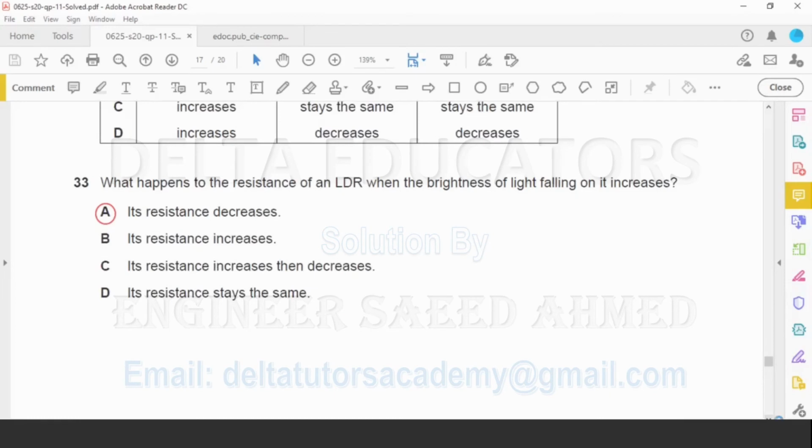Question number 33. What happens to the resistance of an LDR when the brightness of the light falling on it increases? With the increase in brightness, resistance decreases and current increases. Here in option A, it is given that its resistance decreases, so it is our correct option.